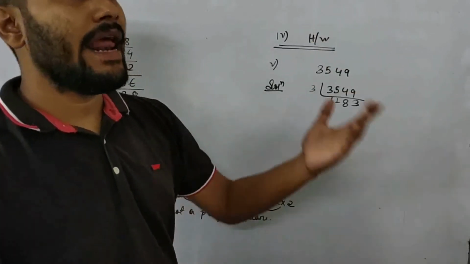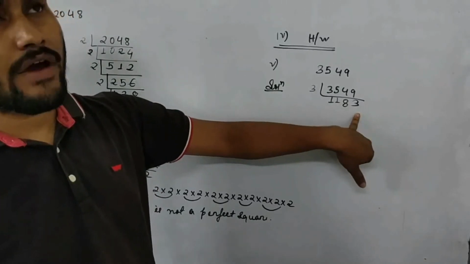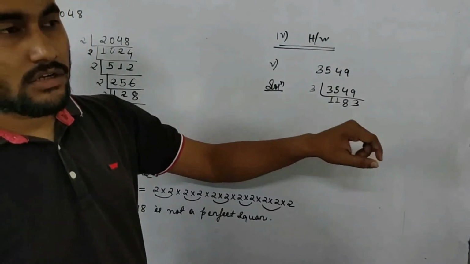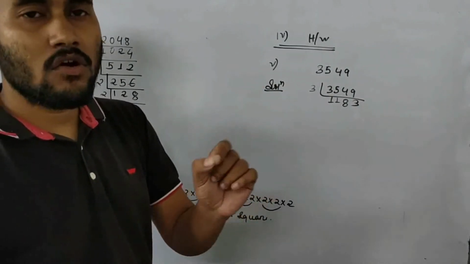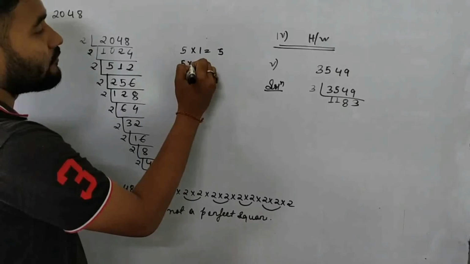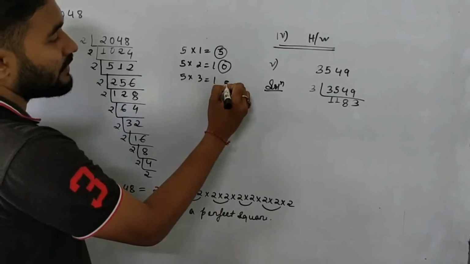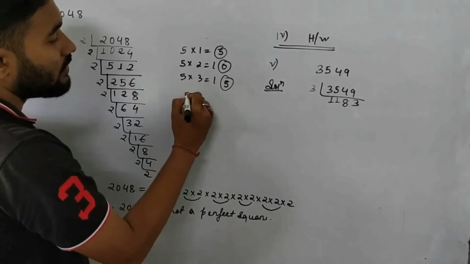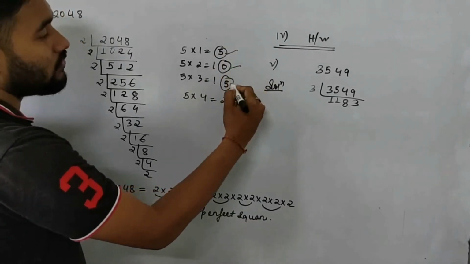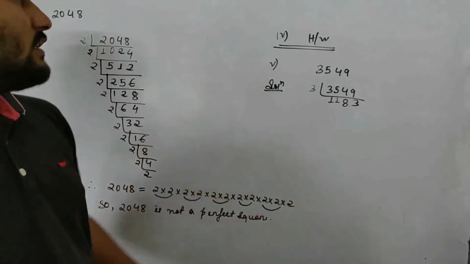Forget about 3 now. Next prime number 5. What is the divisibility rule of 5? The last digit or the unit digit should be 0 or 5. Why? You see, 5 1 ja is 5. 5 2 ja is 10. 5 3 ja is 15. 5 4 ja is 20. So you see, either 5 or 0. So this is the divisibility rule of 5. Since the last digit is 9, it is not divisible by 5.